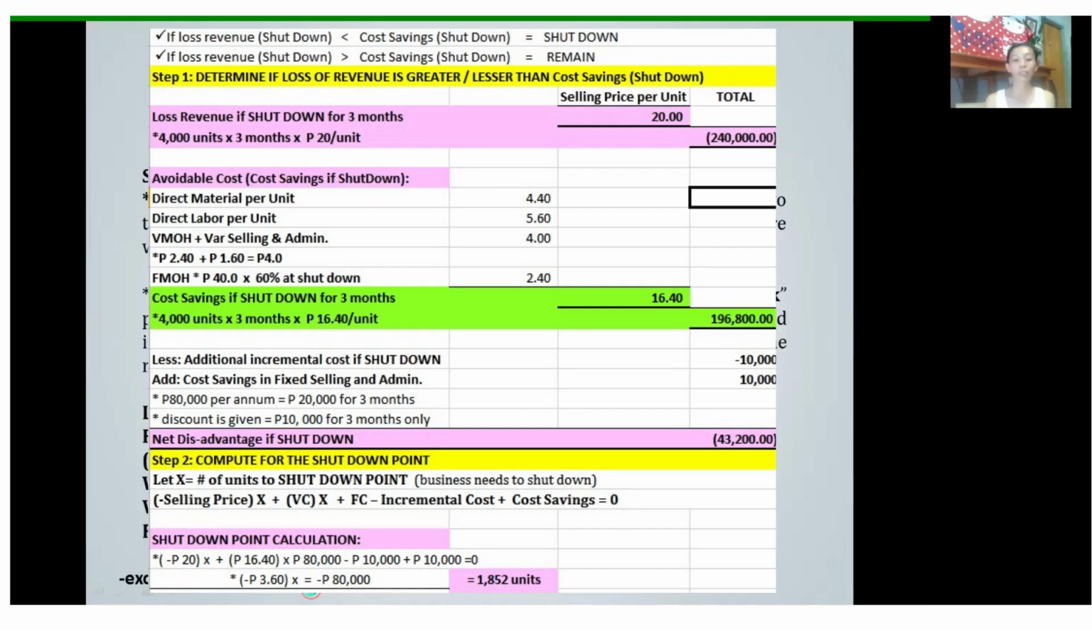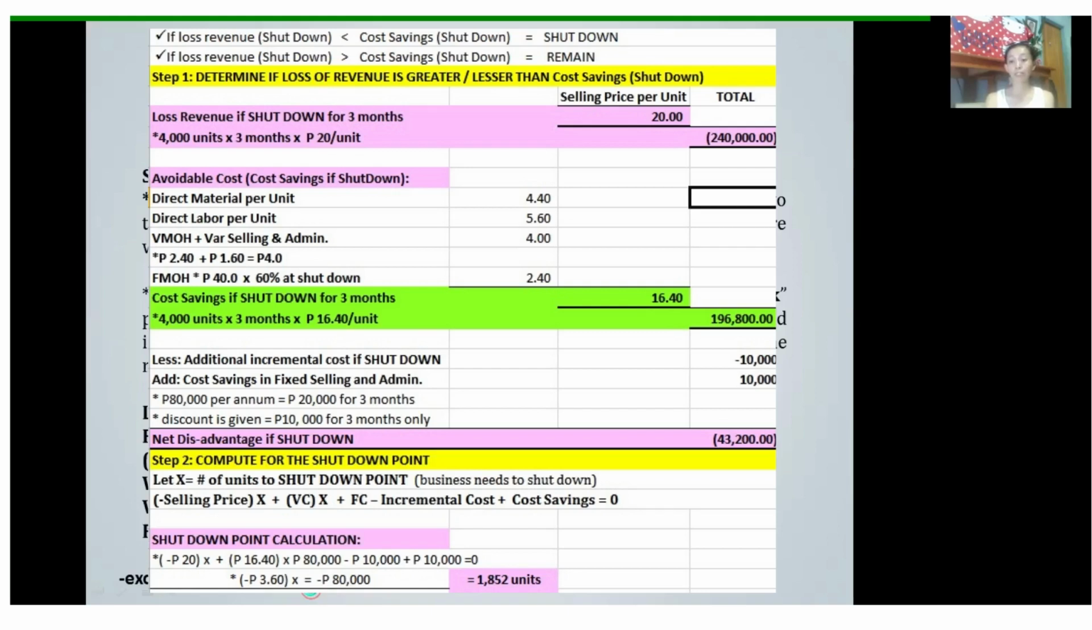of 10,000. This cost savings refers to the fixed cost of 80,000 per annum. If you divide it into 3 months, every 3 months it should be 20,000 pesos. But here it is discounted at 10,000. So cost savings is 10,000. So therefore, we add this up. The loss of revenue if we shut down is 240,000 pesos.